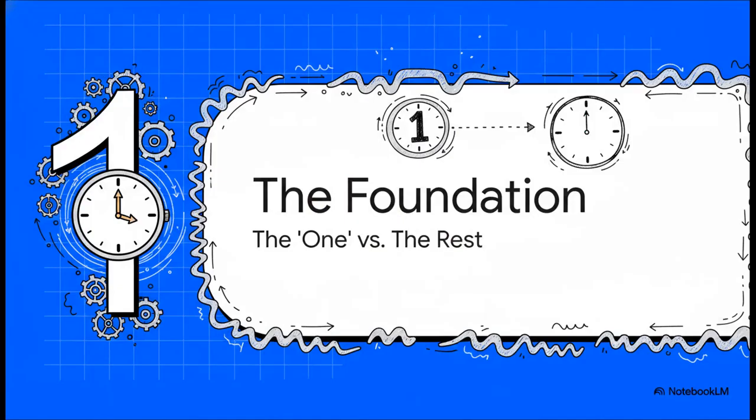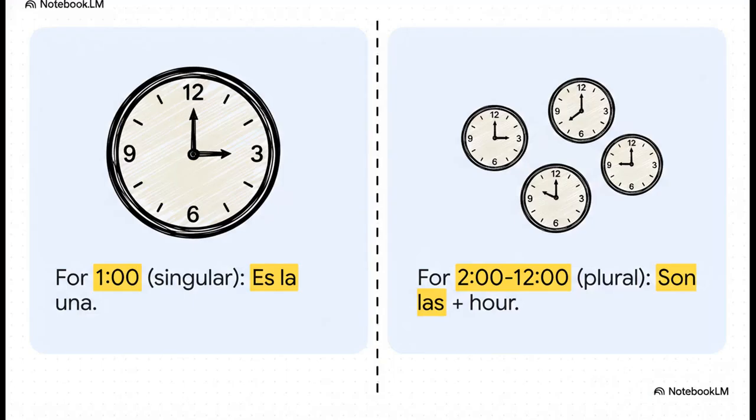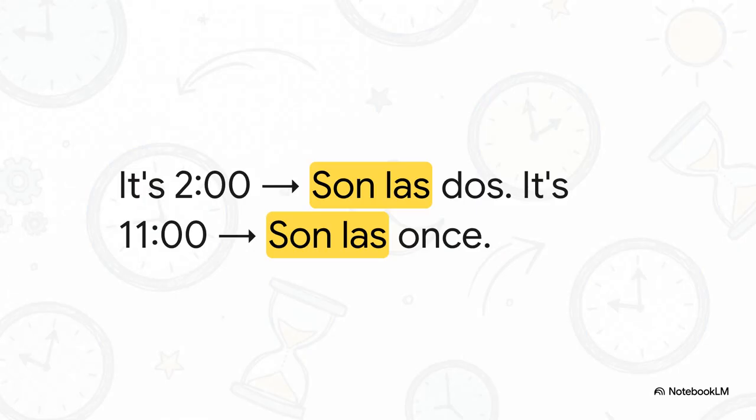First things first, we need to cover the single most important rule in telling time in Spanish. And trust me, it's all about the number one. This one little distinction is the foundation for everything else. So here's the deal. Spanish basically splits time into two super simple groups. If it's 1 o'clock, you say es la una, because 1 is singular. Easy, right? But for every other hour from 2 all the way to 12, it's plural, so you're always going to start with son las. So, for example, you'd say son las dos for 2 o'clock or son las once for 11 o'clock. See? Once you've got son las locked in, you just pop the number for the hour right after it.